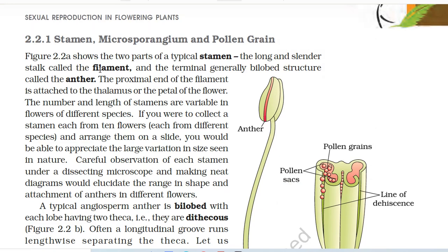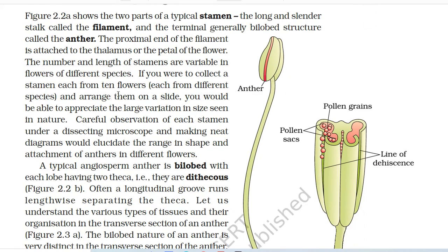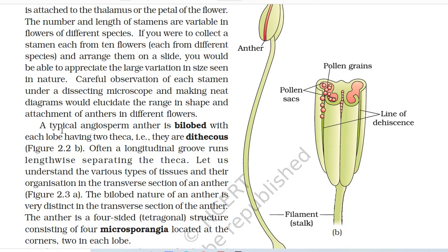Figure 2.2a shows the 2 parts of a typical stamen, the long and slender stalk called the filament and the terminal generally bilobed structure called the anther. The proximal end of the filament is attached to the thalamus or the petal of the flower. The number and length of stamens are variable in flowers of different species. If you were to collect a stamen each from 10 flowers, that is each from different species, and arrange them on a slide, you would be able to appreciate the large variation in size seen in nature.